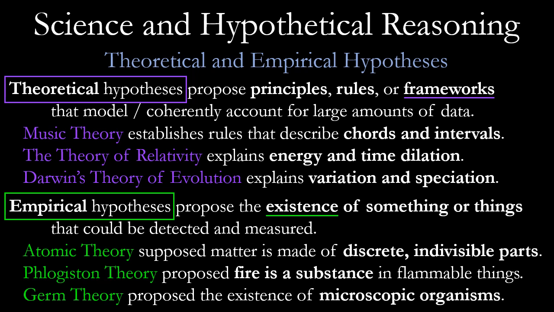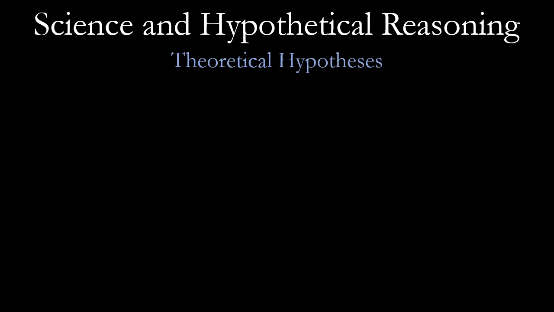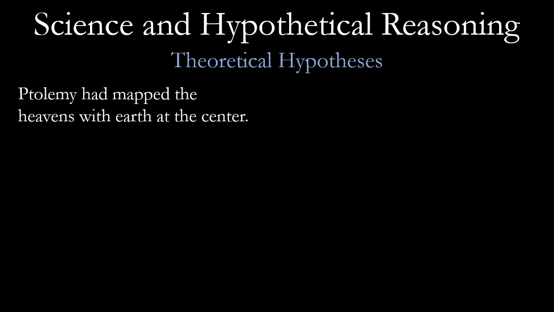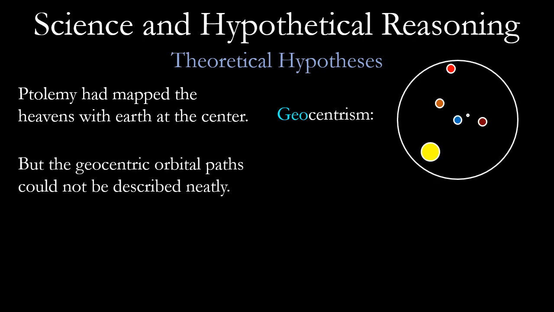So here also with scientific hypotheses, we can see that it may be the case that the result is some kind of rule or framework, or it may be the case that the result is some kind of confirmation that something exists. So as an example of a theoretical hypothesis that turned out to be accurate, you might be familiar. A long time ago, Ptolemy had mapped the heavens with the Earth at the center. This idea was geocentrism, the idea that there's the Earth at the middle, there's the moon and the other planets and so forth, and they all orbit the Earth.